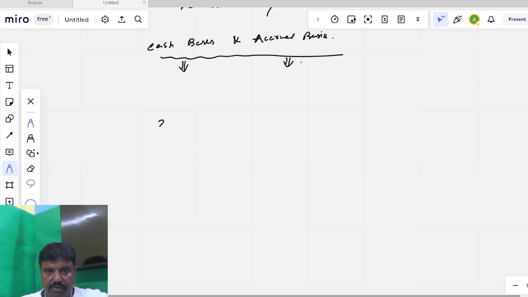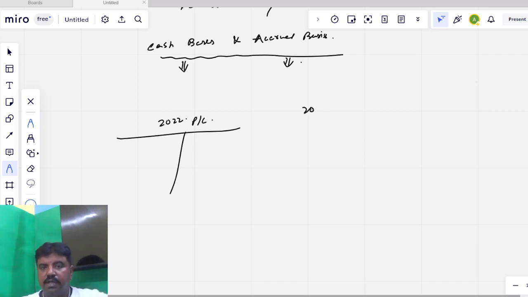Suppose I'm doing accounting for 2022. I'm preparing the profit and loss account for 2022. This is under cash basis, and in the right hand side, this is under accrual basis.